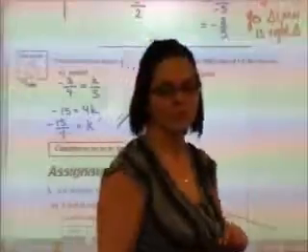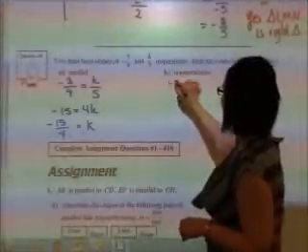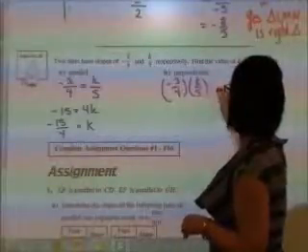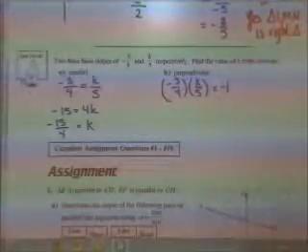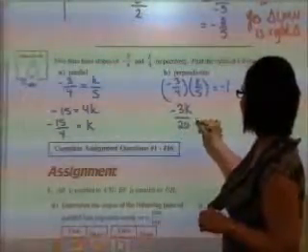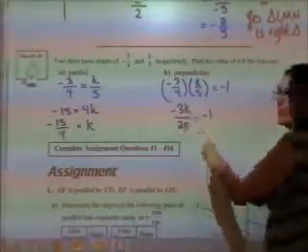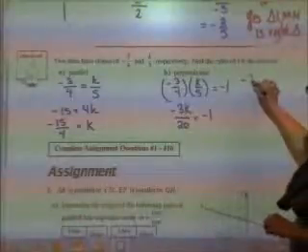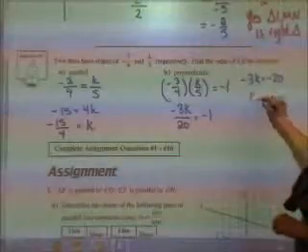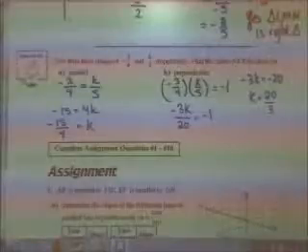Okay? For part B, if the two lines are perpendicular, it means if I take negative 3/4 and multiply it by k over 5, I will get negative 1. So I get negative 3k over 20 equals negative 1. I'm going to multiply by the 20 to get rid of the dividing by 20. So negative 3k equals negative 20. Divide both sides by negative 3, and I would get 20/3.